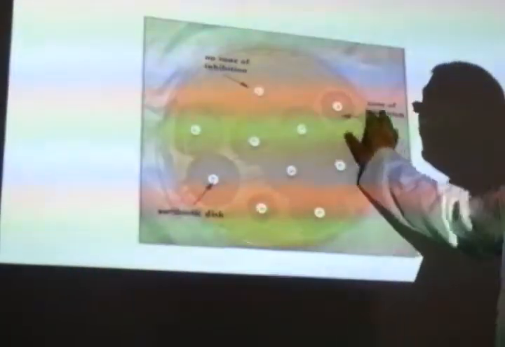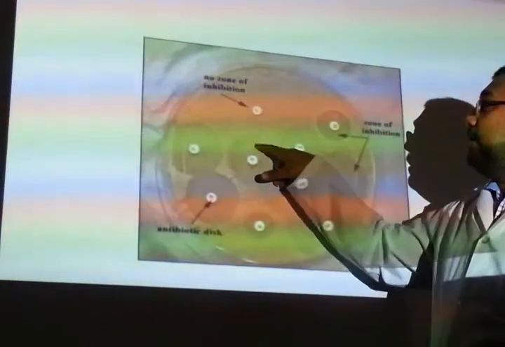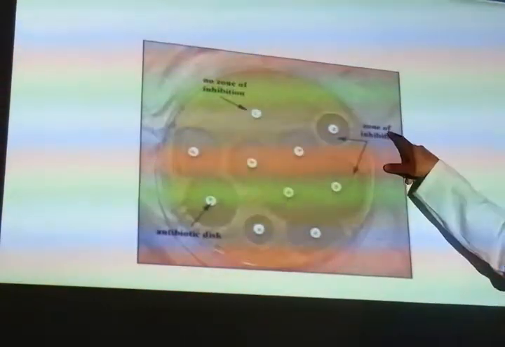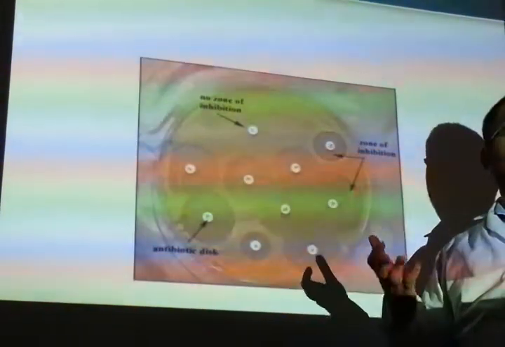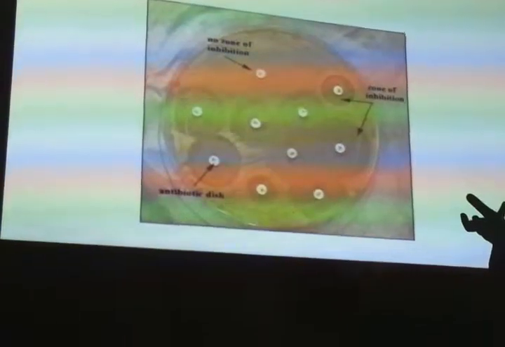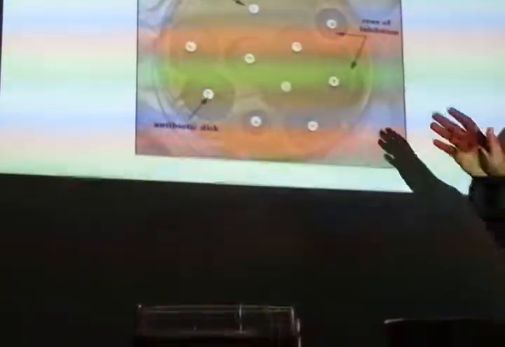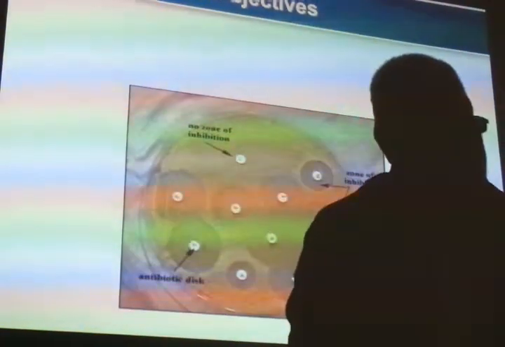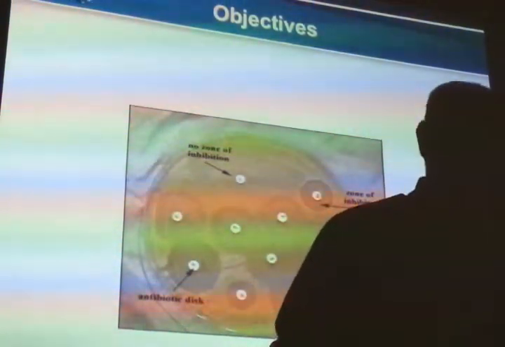Okay, you see this plate? Discs are here, and around the disc you see, what is this? Zone of inhibition. And in some antibiotics that are not working, you will have nothing. The first thing is zone of inhibition or no zone of inhibition. So there is no zone of inhibition. That means the antibiotic is not working. The bacteria is not susceptible. No MIC, no nothing. 0.